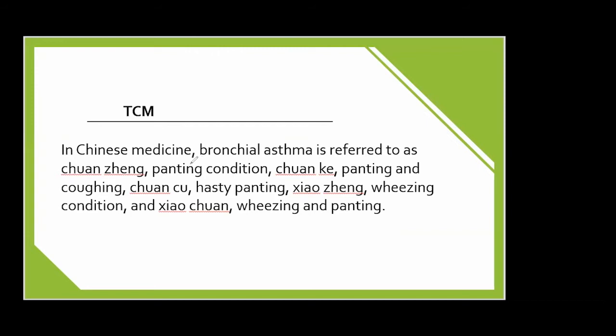So TCM, thinking about asthma, we name it Chuan Zheng, the panting condition, and the Chuan Ke. Chuan is kind of vigorous, difficult breathing. Ke is cough. So difficult breathing with cough may come at the same time. So we have a lot of words for asthma.